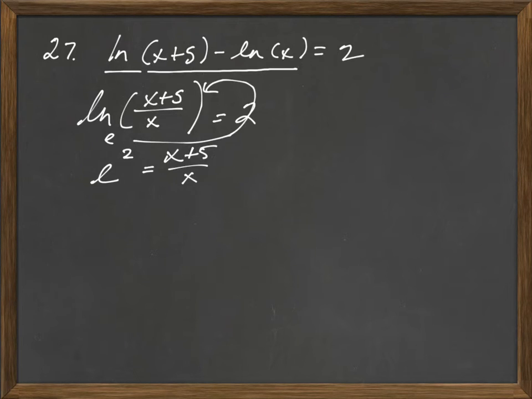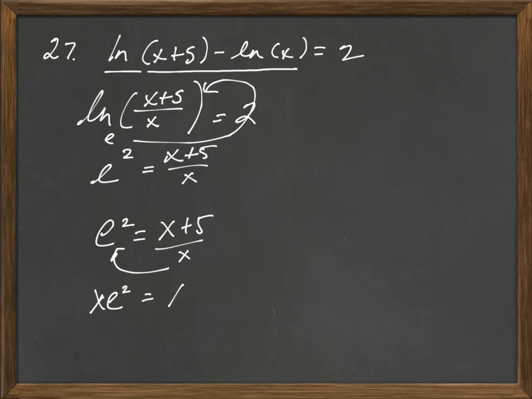So, okay, I've got a little mess here, not too bad, but let me rewrite it. e to the 2 times x equals x plus 5 over x. You've got 2 x's here, and you've just got to get them combined. So multiply both sides by x, and you get x e squared equals x plus 5.